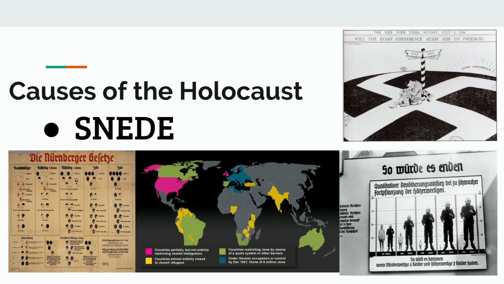Let's look at some of the causes of the Holocaust and why all of this went on. And when we look at this, there's an acronym that I put up here. It says SNEDE. And of course, we're going to run through each one of these letters and go through what these causes were. And there are five of them, beginning with the letter S. And the letter S stands for segregation.